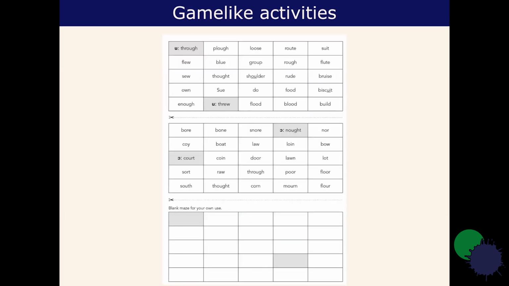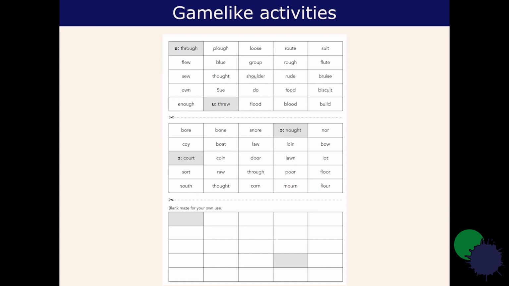Word mazes, this is something that the writer Mark Hancock's very keen on. You choose your sound, in this case, and the top box is oo, and you think of all the words with the oo sound. You need to choose a word where there's different spelling patterns for that sound. So we've got through, and then you can spell through a different way. And you work your way through the maze.